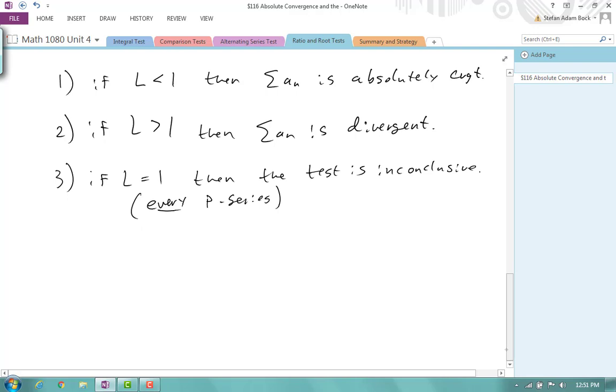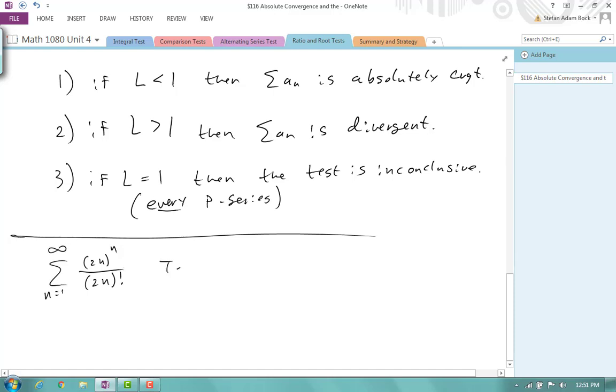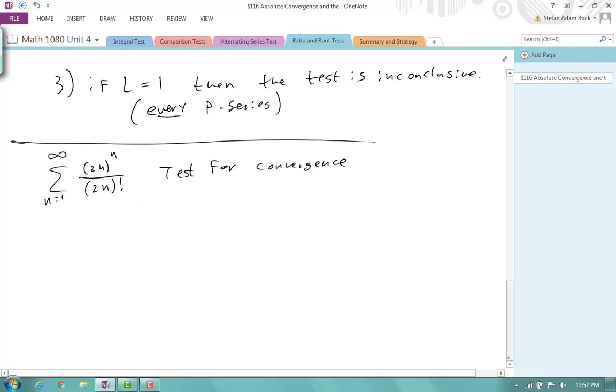So the ratio test is really good for things that have exclamation points, actually. Suppose I had the series 2n to the n divided by 2n factorial. We'll go from n equals 1 to infinity, and we'll just say I want to test for convergence. Well, I have an exclamation point here, and anytime you see an exclamation point in a series, that should be a very big indicator to use a ratio test. It's not the only time, but it's a very, very good time.